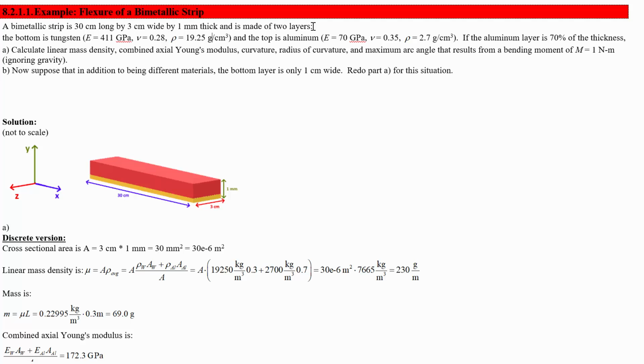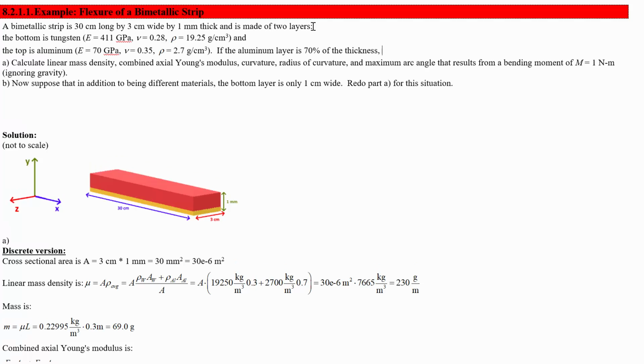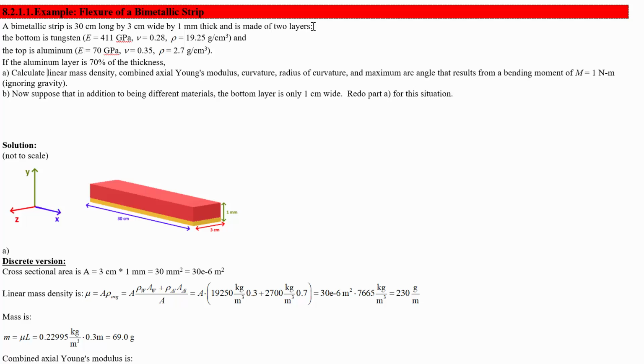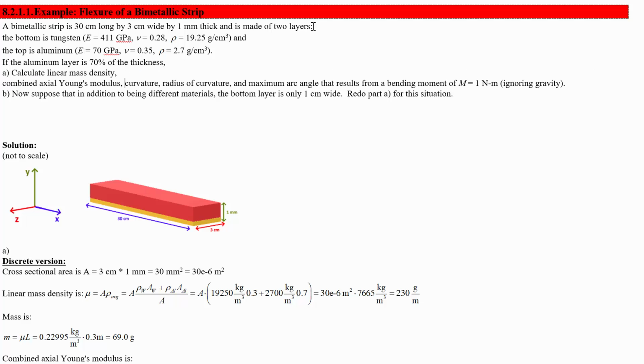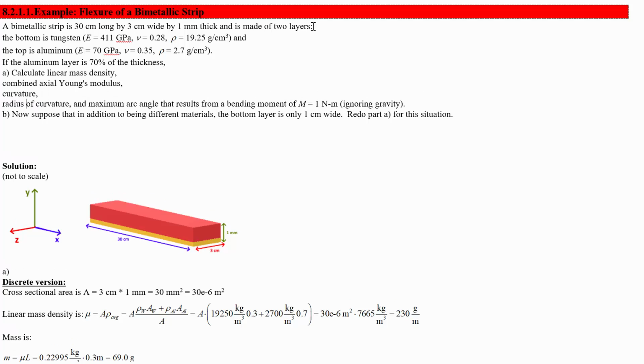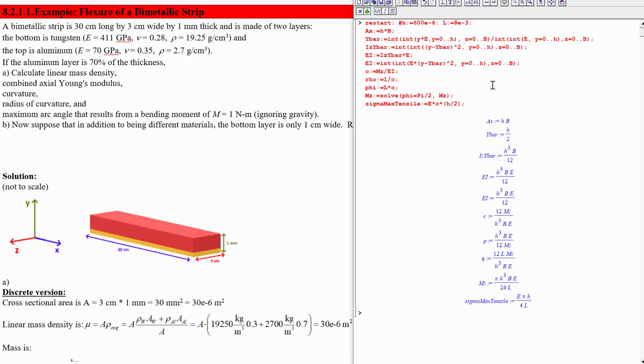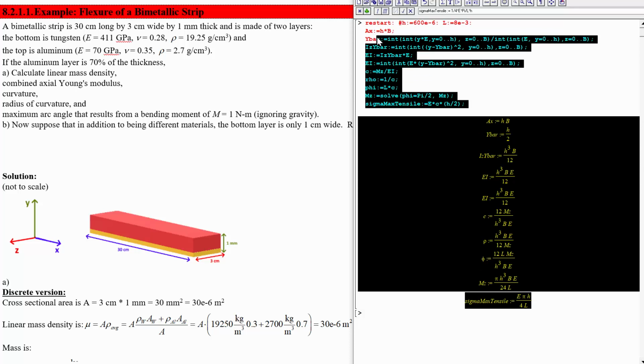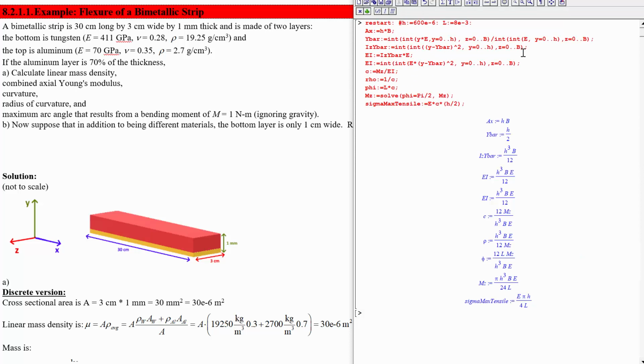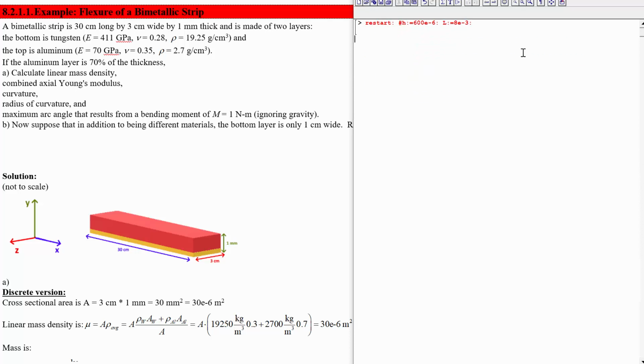I'm going to put this on a couple of different lines so we can see it all at once. The aluminum is that percent of the thickness. Calculate the linear mass density, combined axial Young's modulus, curvature, radius of curvature, and maximum arc angle that results from a bending moment of that. Okay, cool. Now let's get started with this. So we could use some of the same formulas as before, but some things are going to be a little bit different. So maybe let's just give a shot again and see what we remember of the previous stuff.